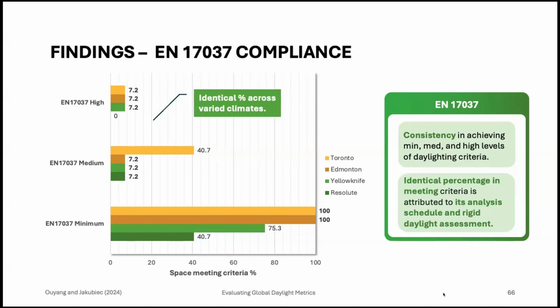In contrast, EN 17037 is more consistent in achieving its minimum, medium, and high daylighting criteria compared to LM83. This uniformity is particularly evident in the medium and high categories, where an identical percentage of the building space fulfills the daylighting criteria across the varied climates. This phenomenon can be attributed to EN 17037's climate responsive scheduling, which enables a more equitable assessment of buildings in diverse climates, and also its rigid spatial unit of compliance, where each room is either fully lit or not.